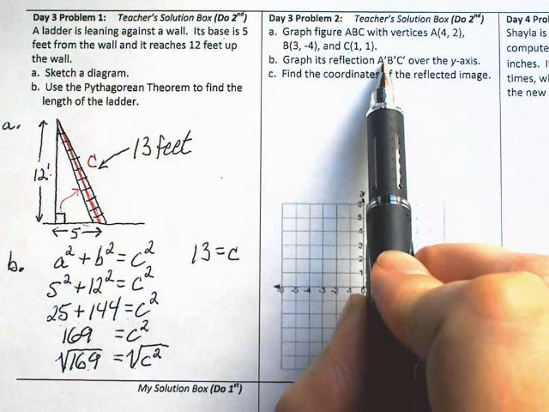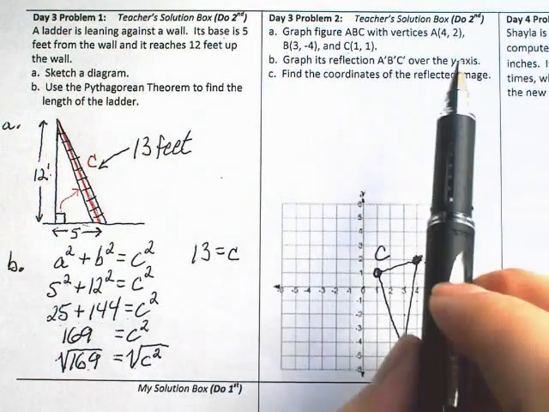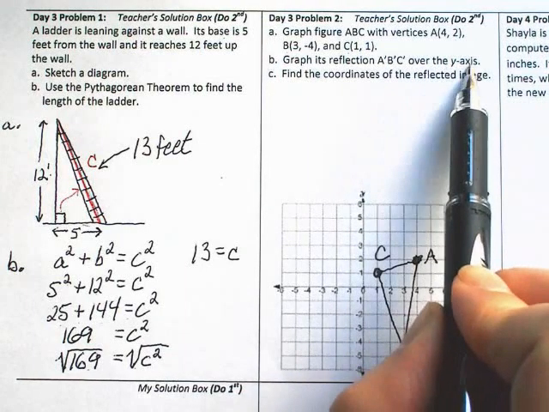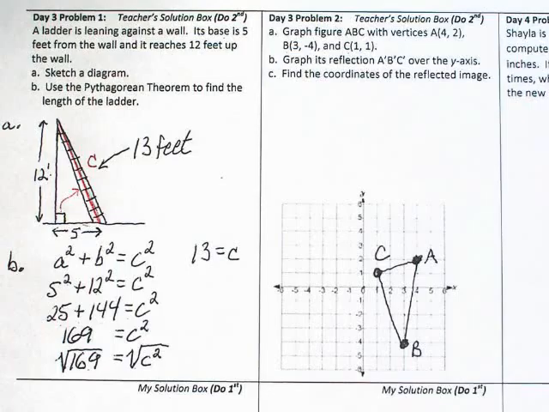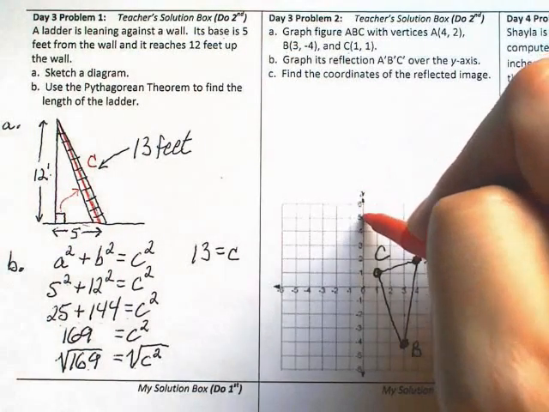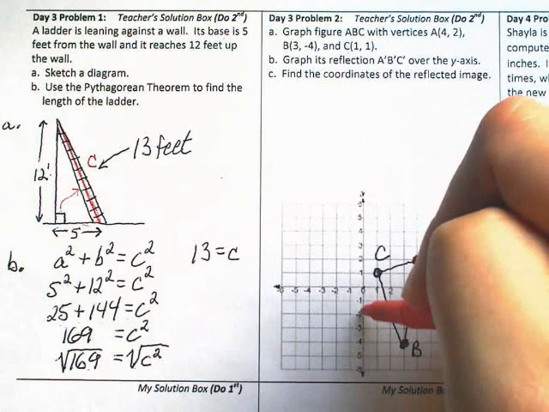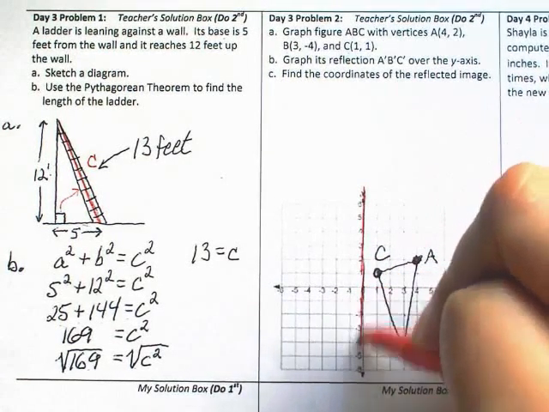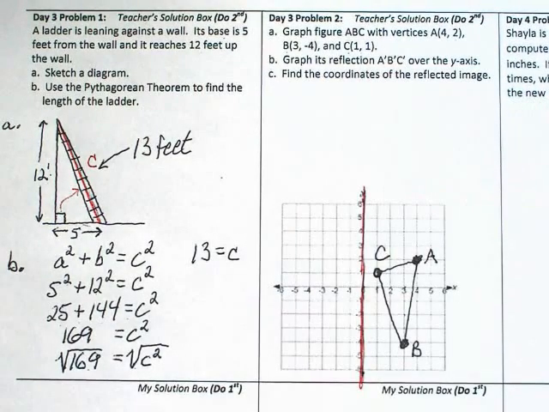Now part B asks us to graph its reflection, and this reflection is going to be called A prime, B prime, C prime, and we're going to make this reflection over the y-axis. So let's first highlight the y-axis. Here's the y-axis running up and down on the paper. So in red ink, I'm going to highlight that y-axis.